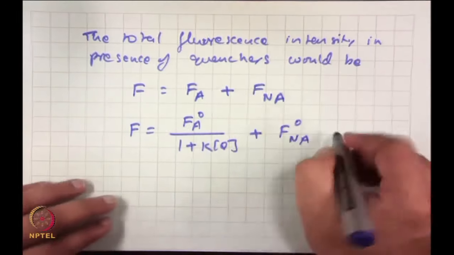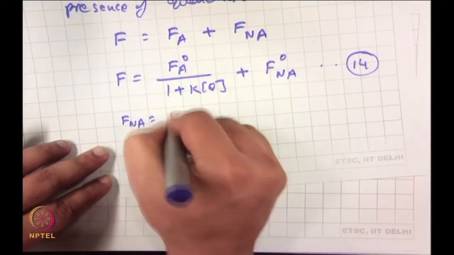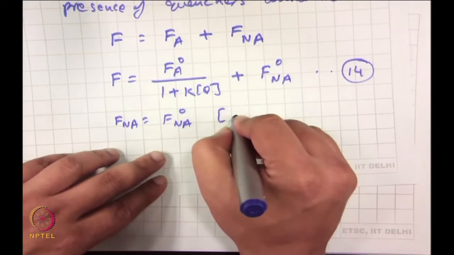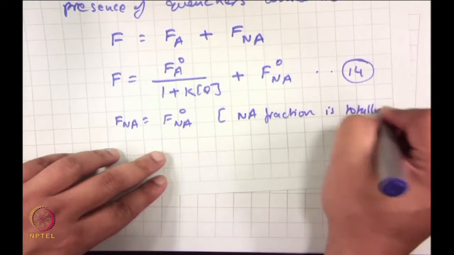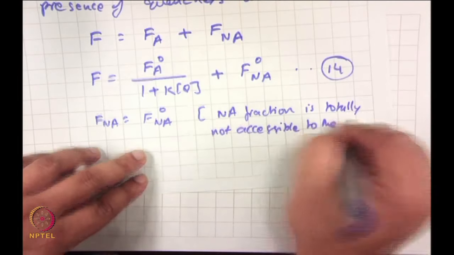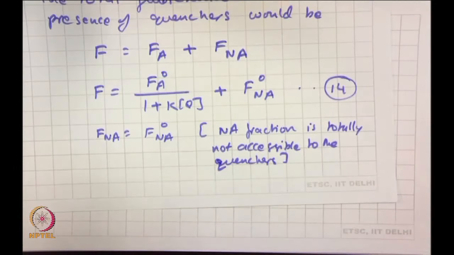Now, why am I writing this to be F_NA0? Remember, our assumption was that F_NA is equal to F_NA0. Why? Because the NA fraction is totally not accessible to the quenchers, and hence it is not being quenched. So, if it is not being quenched, it is not going to have any change in its fluorescence intensity. So, F_NA in presence of quencher should be equal to F_NA0, which was the same in the absence of the quencher.